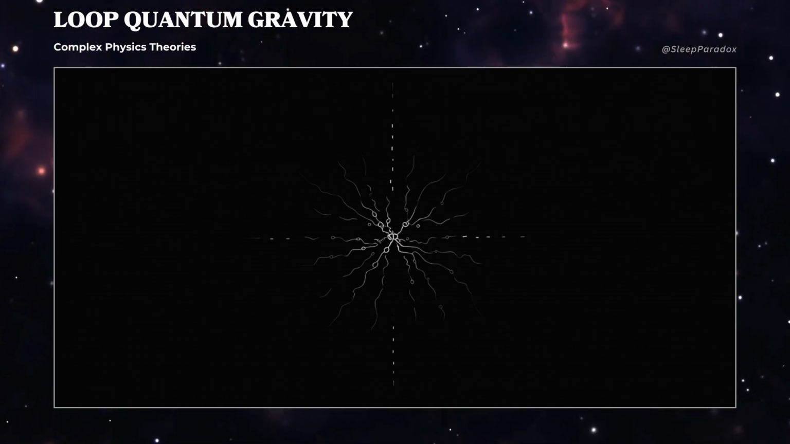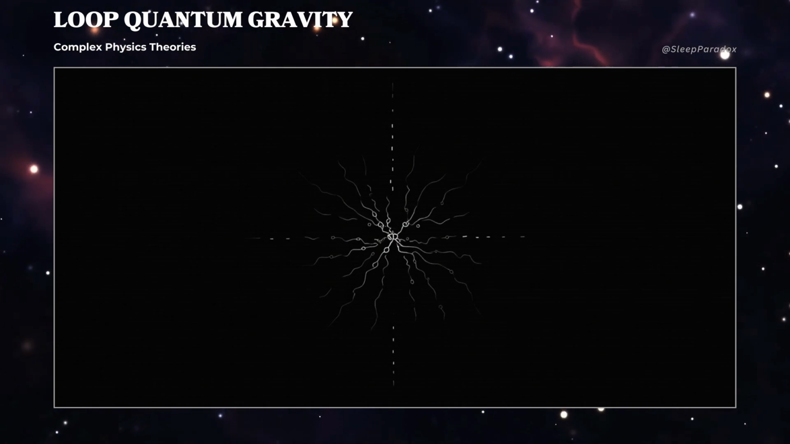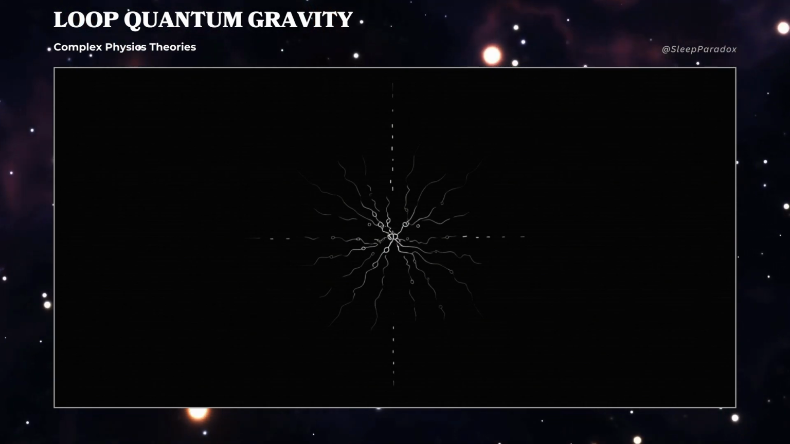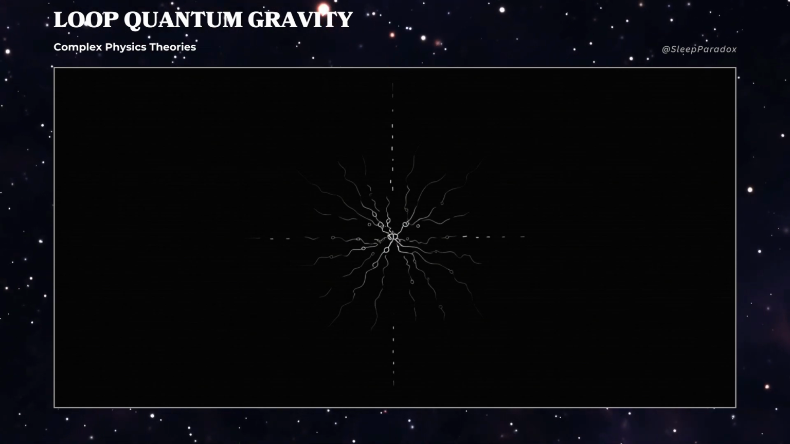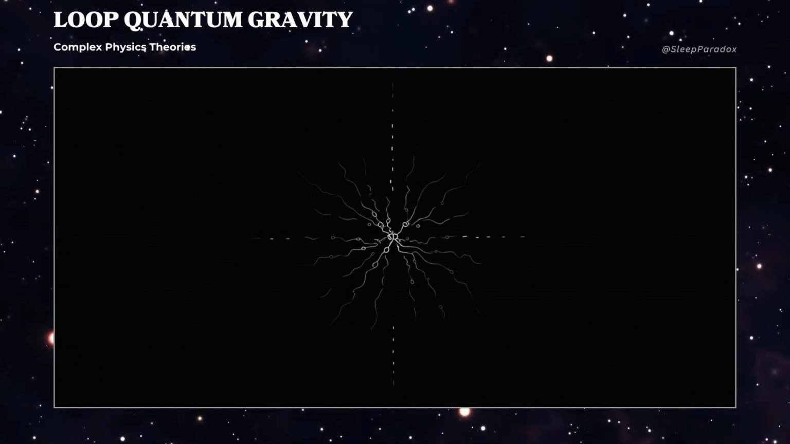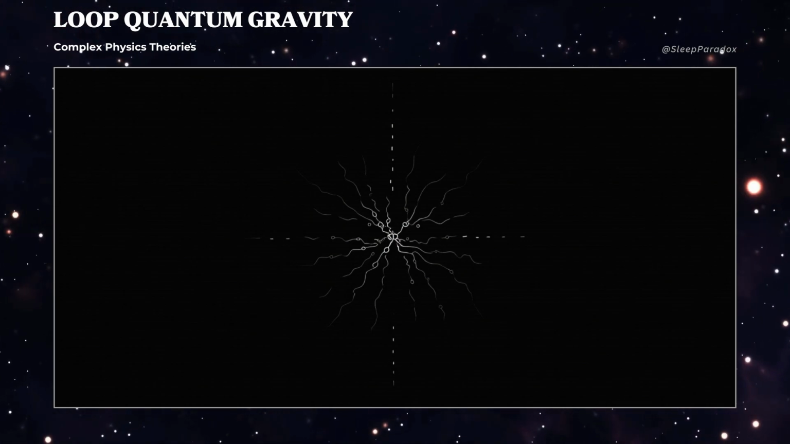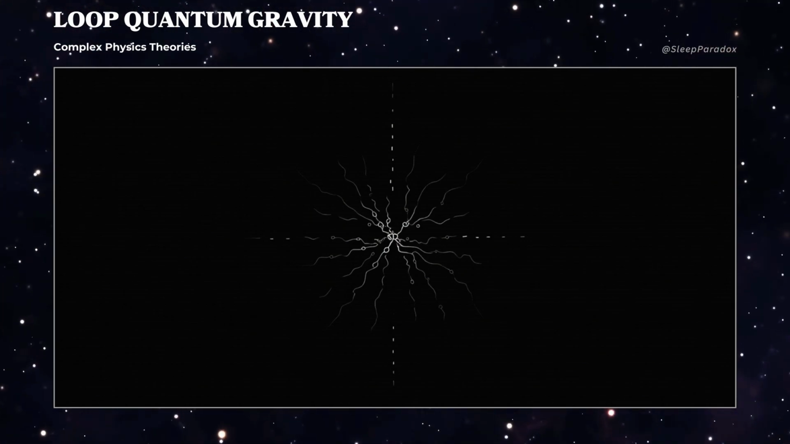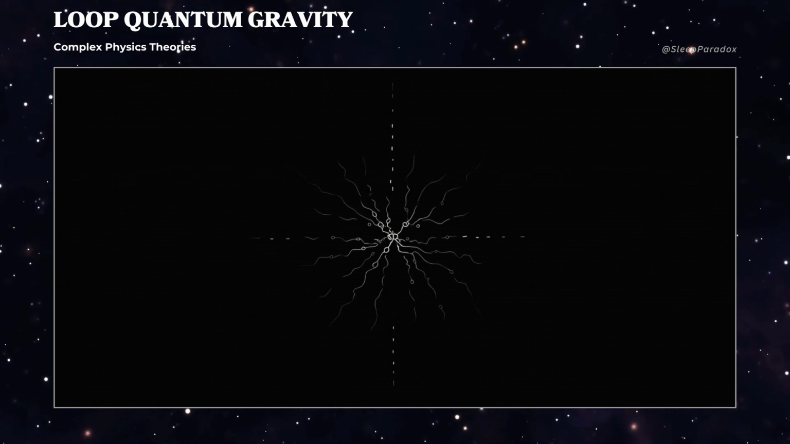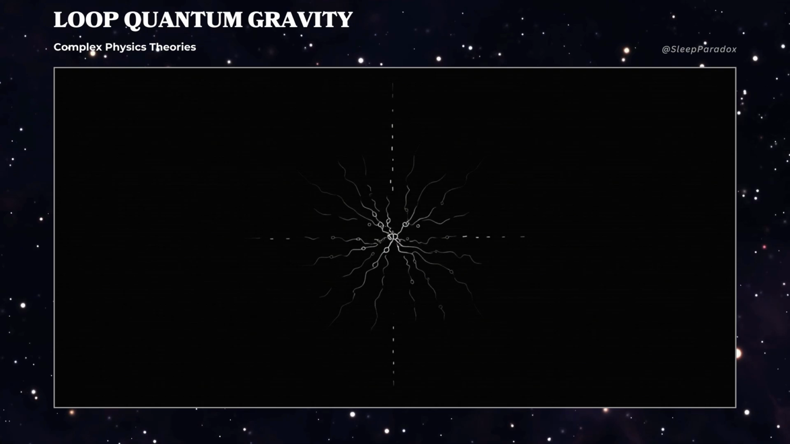One of the key achievements of loop quantum gravity is that it provides a way to describe gravity without requiring a background space. In most physical theories, space is assumed to already exist, and fields or particles live within it. But in loop quantum gravity, space is built from the theory itself. This background independence is a central feature of general relativity, and loop quantum gravity preserves it in a quantum framework.